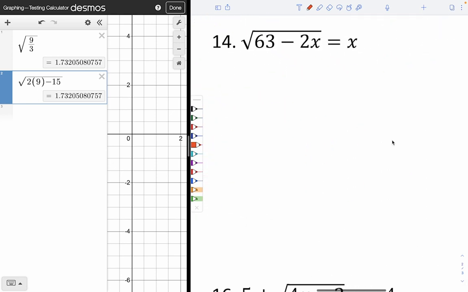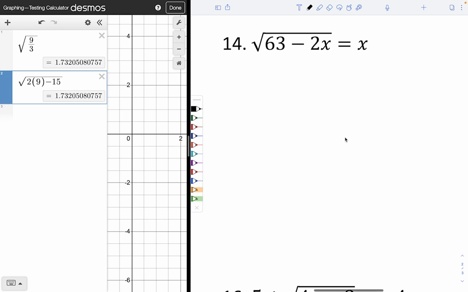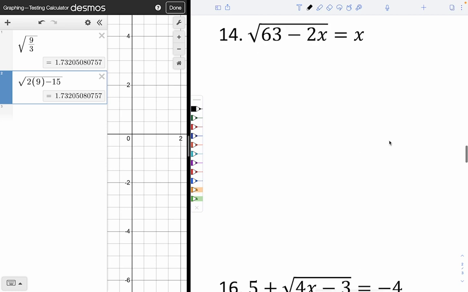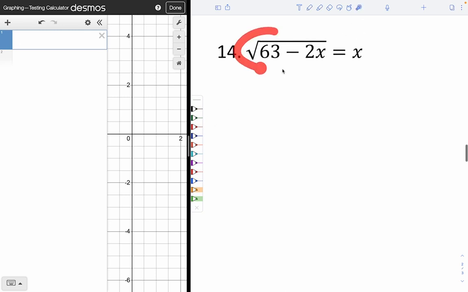I'd like to do one more solving one real fast. So let's go to number 14. For number 14, first isolate the square root. So we have a square root right here. Is there anything else attached to it outside? Okay, so step 1 is done. Step 2 is to square both sides.